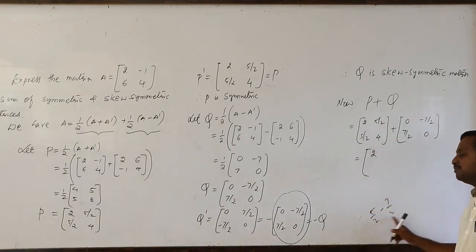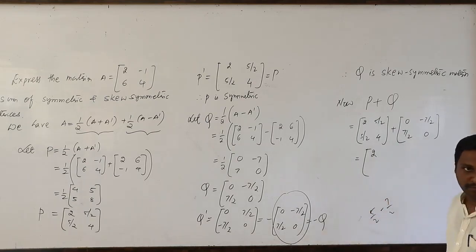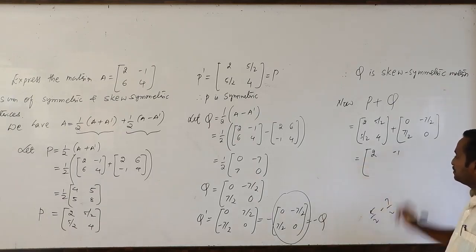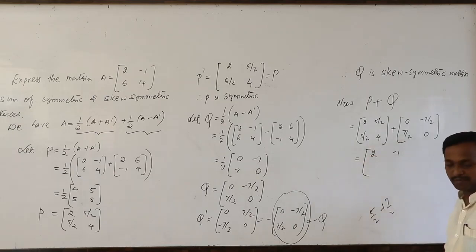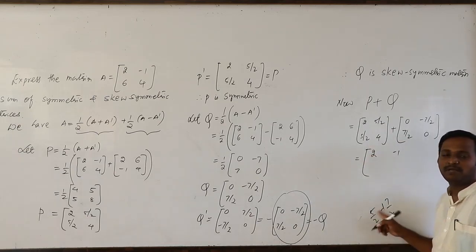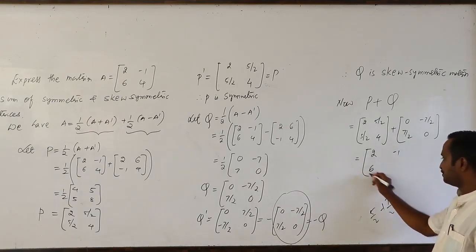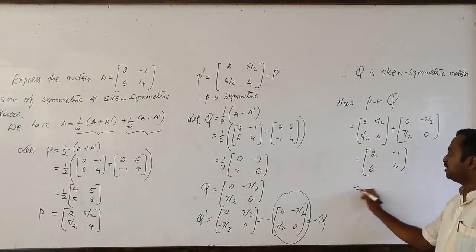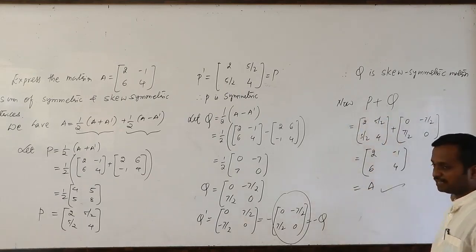Observe. LCM is what? LCM is 2. 5 minus 7, minus 2. Minus 2 by 2, minus 1. You can write it very fast. 5 by 2 plus 7 by 2 becomes what? LCM 2, 5 plus 7, 12. 12 by 2, 6. 4 plus 0, 4. Okay. This is nothing but again A. So the sum of a symmetric and a skew symmetric matrix is A.